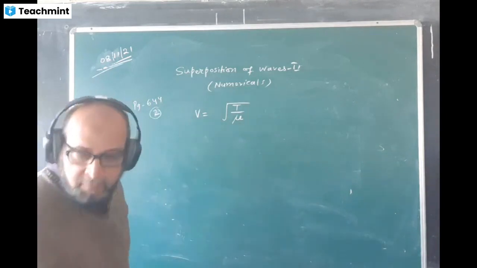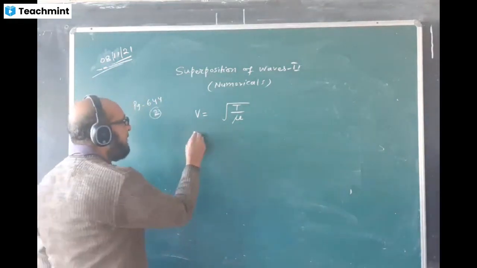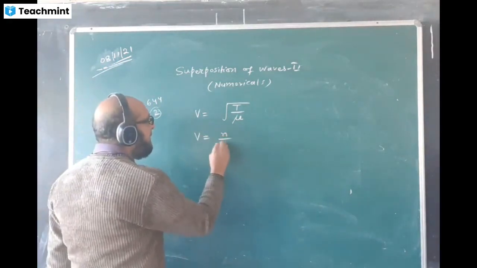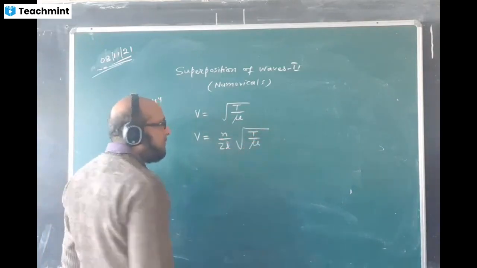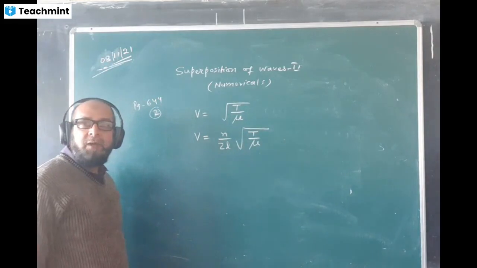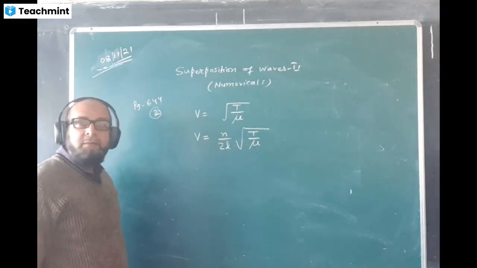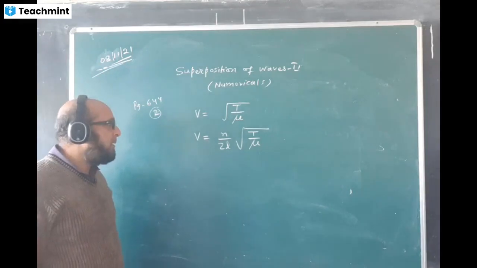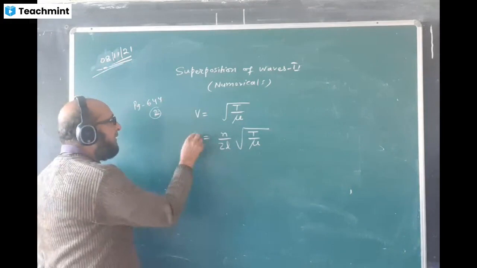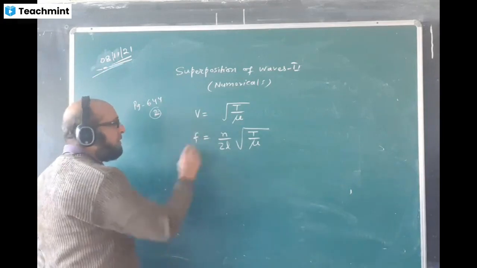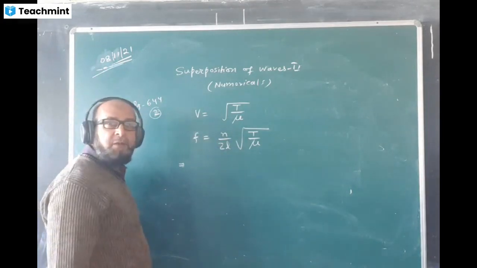That part we can do by this formula. V is equal to n by 2l root of T by mu, the formula I had given. Either this way you can do or you can do directly, so it is your wish. Sorry, this is the formula of frequency F. So I'll do this one using the formula. I'll show both the methods.